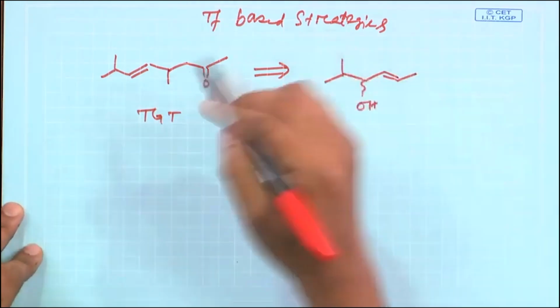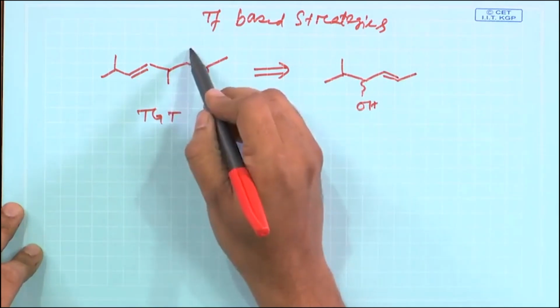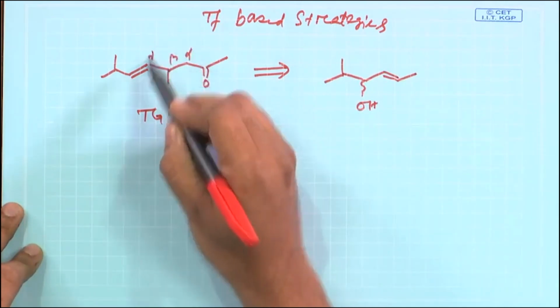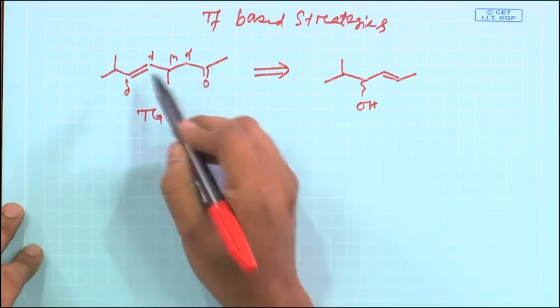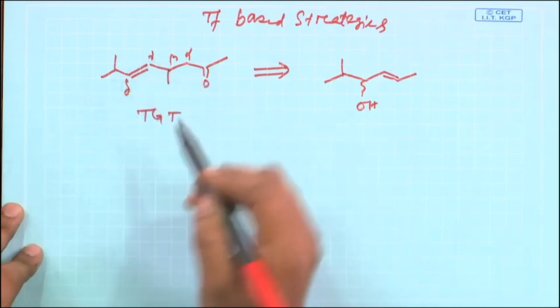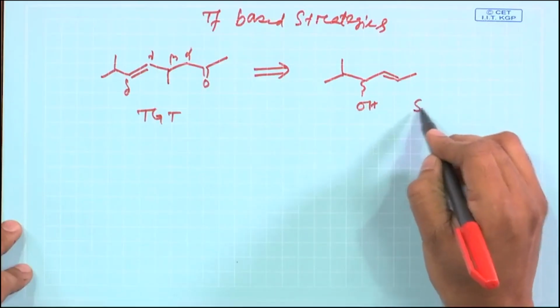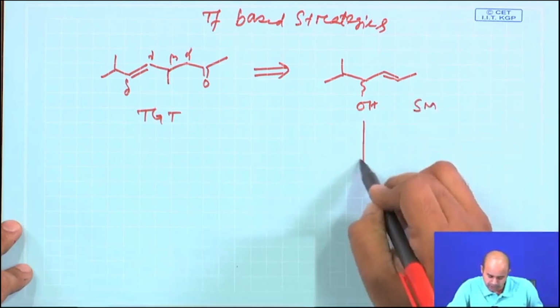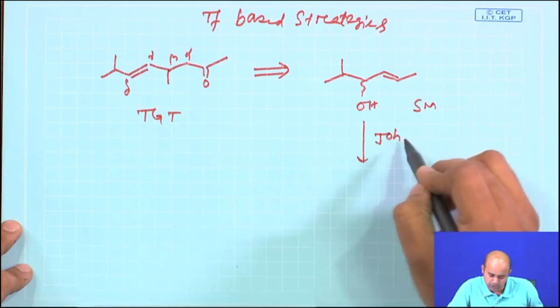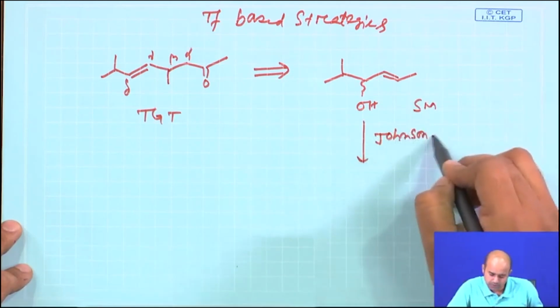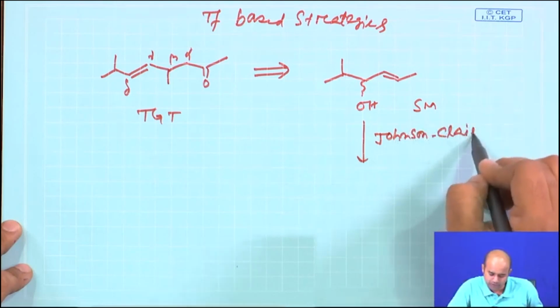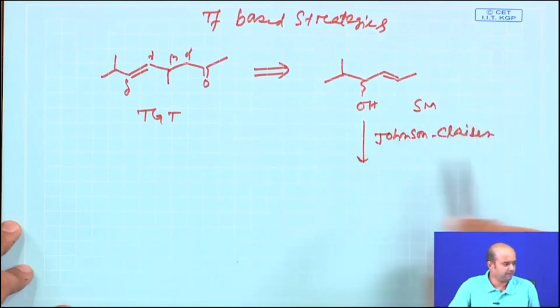If you go back to the earlier lecture notes, this is an alpha, beta, gamma, delta unsaturated compound. It is basically a gamma delta unsaturated compound. So, for a gamma delta unsaturated compound you can straightaway think about doing a Johnson orthoester rearrangement. The starting material is an allylic alcohol. Starting material was given to you. So, now subject it to our known reaction, the Johnson Claisen rearrangement or Johnson orthoester rearrangement.